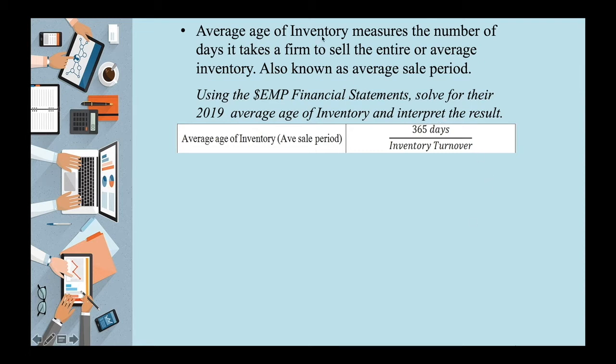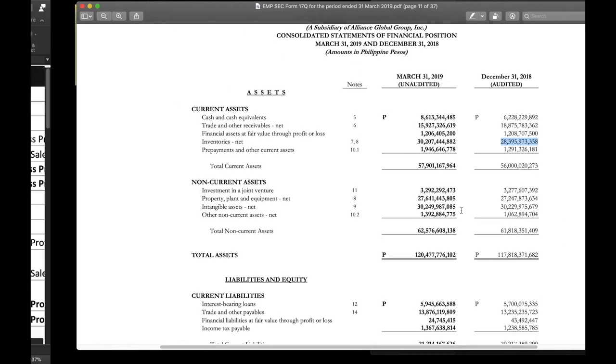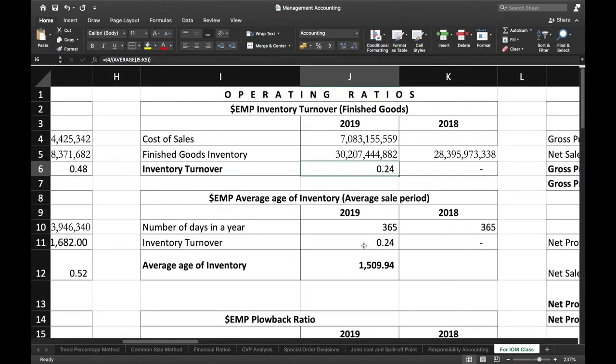Average age of inventory measures the number of days it takes a firm to sell the entire or average inventory, also known as average sale period. Formula niya is 365 days, dahil 365 days sa isang taon, over IT or the inventory turnover. So using the EMP financial statements, solve for their 2019 average age of inventory and interpret the result. So average age of the inventory 2019, ito na-complete na siya.